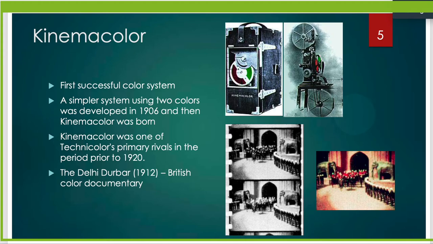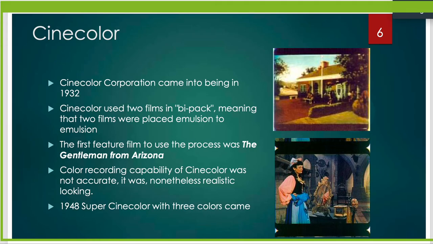And obviously, it was kind of jerky and the color was really kind of off a little bit, but it did add color to film, which was pretty magical to early filmgoers. And one of the first ones was a very successful film called The Delhi Durbar. And of course, if you're going to make a film about India, it's going to be pretty important that it be in color.